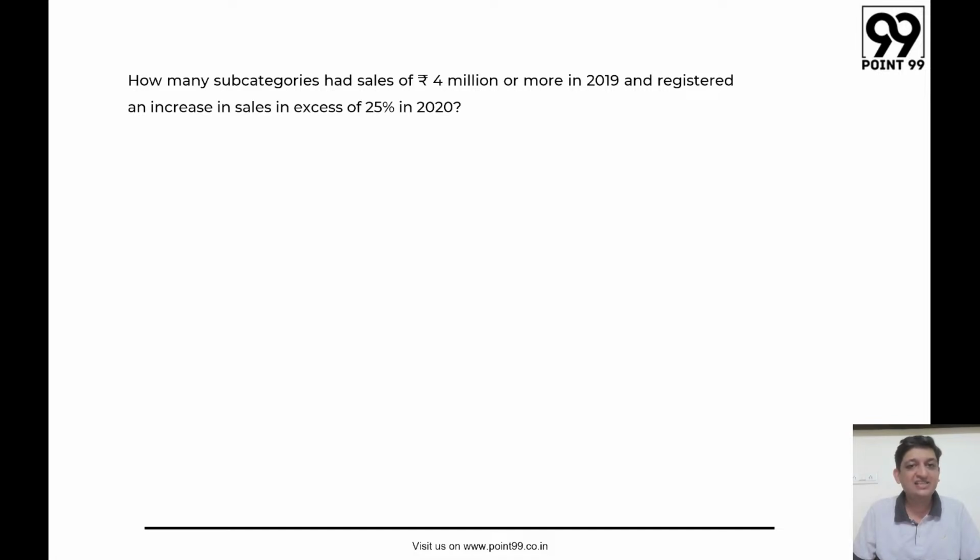How many subcategories had sales of 4 million or more? So here again you have to count. So the answer is definitely going to be an integer. So it may not involve a lot of calculation because 25% is given. 25% is a nice big number. They have not said 3%, 5%. That would have been very painful. 25% is still manageable.